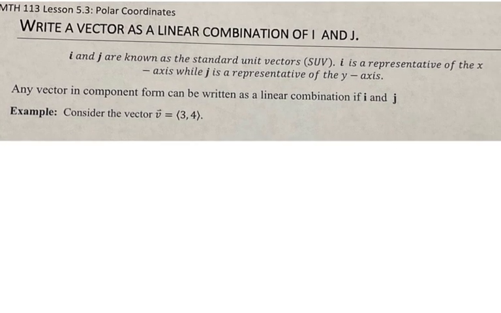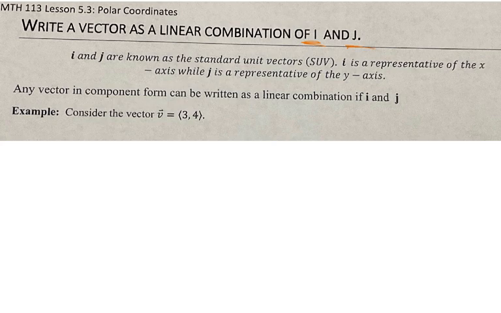Vectors can be written as a linear combination of i and j. I and j are known as the standard unit vectors. I represents the x-axis, while j represents the y-axis. Any vector in component form can be written as a linear combination of i and j. So when I look at this vector with component form of 3, 4, how could I draw it? It went right 3, and up 4. If I want to write that in its linear combination, I would write 3i plus 4j.